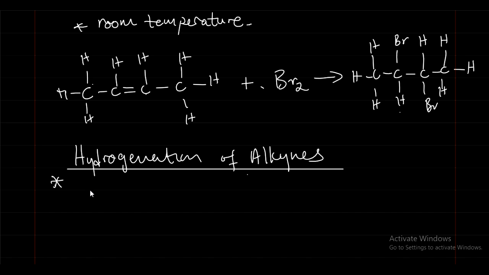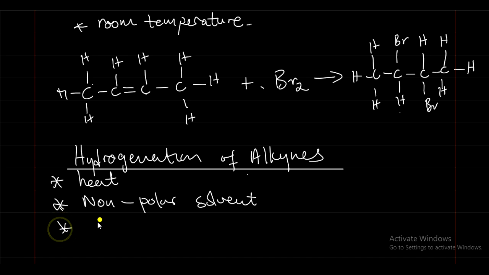So now, what are the conditions? The conditions are that we need heat. We need to heat our alkyne, and we need to dissolve it in a non-polar solvent. Also, we need a catalyst.